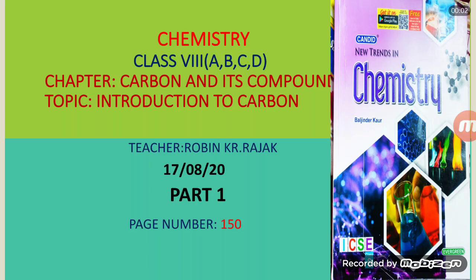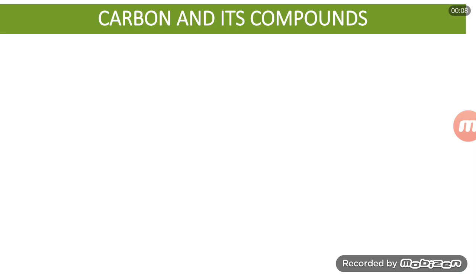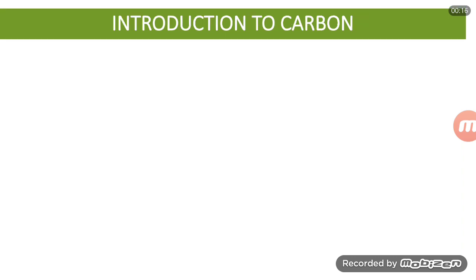Hello dear students, this session is all about the chapter carbon and its compounds. So firstly we would like to go along with the introduction related to this topic, that is carbon and its compounds. And what is actually carbon? It is an element, isn't it? And its symbol is represented by capital C. Its atomic number is 6.